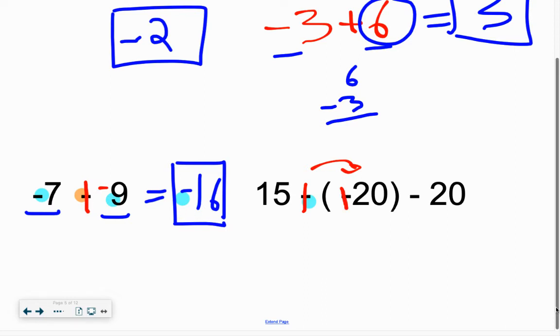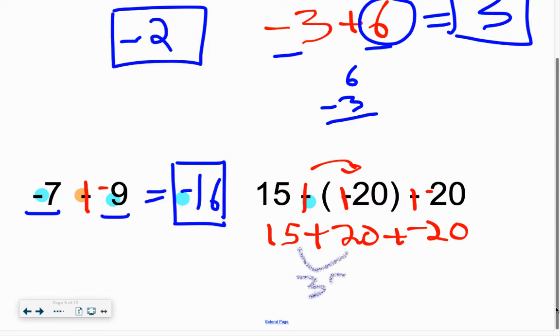Are there any other subtractions? There is another subtraction right here. So switch that. Don't subtract, add the opposite. What's the opposite of this? Positive 20. That's a negative 20. Again, if you need to rewrite it, please, by all means, that's 15 plus a positive 20 plus a negative 20.